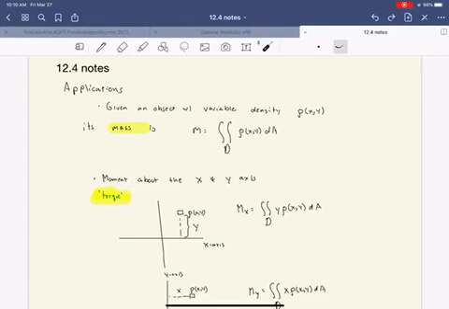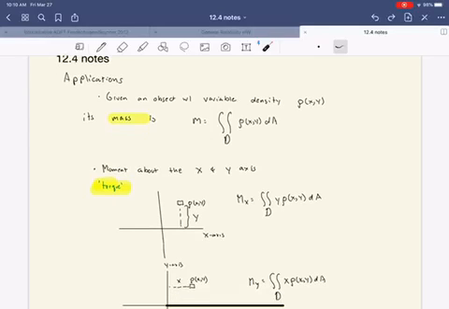So we have the mass of an object with variable density, rho(x,y), given by m equals the integral over the region of rho(x,y). It's pretty self-explanatory, I would think. Just integrate the density to get the mass.